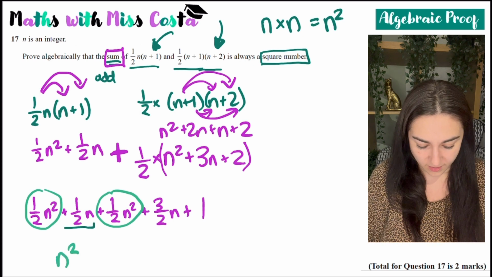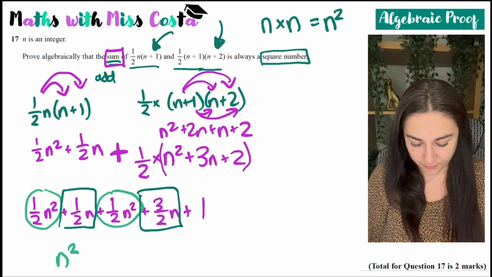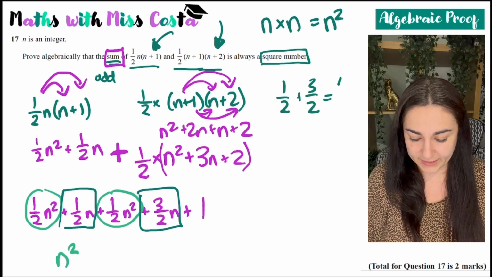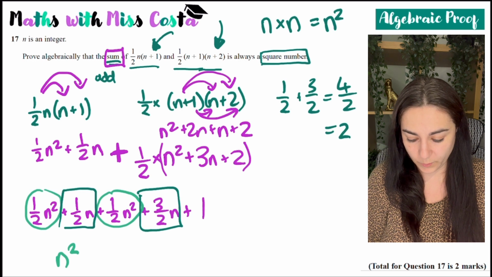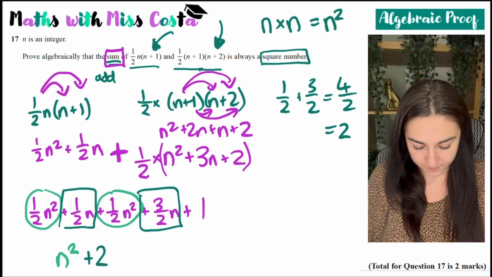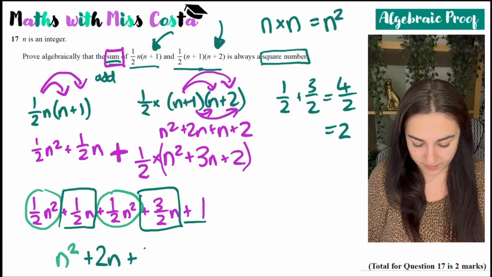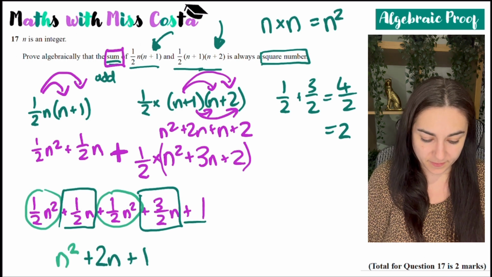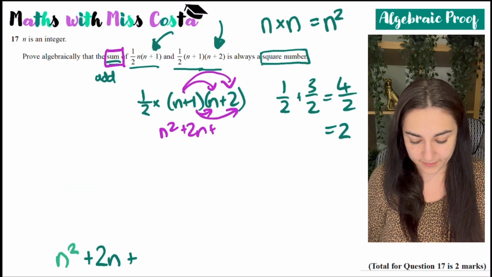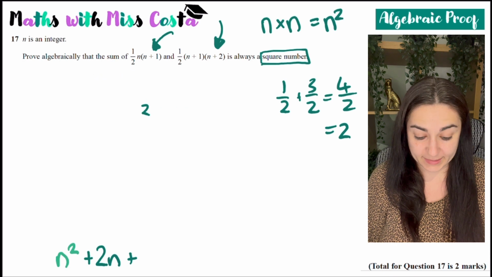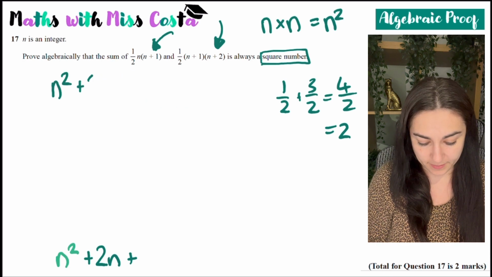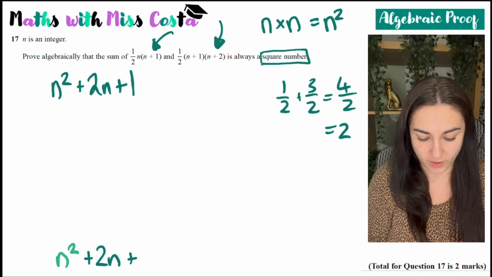And then a half n plus 3 over 2 n. So a half plus 3 over 2 is going to give me 4 over 2, which is 2. So that would simplify to 2n. And then I'm just left with 1. So I know that these two expressions, I do them separately, but I know that when I add them and expand them, they give me n squared plus 2n plus 1.